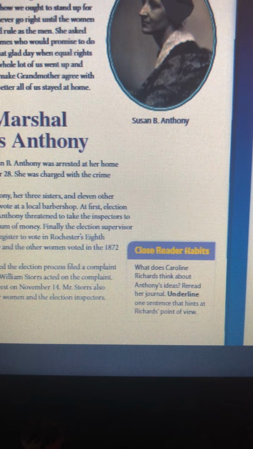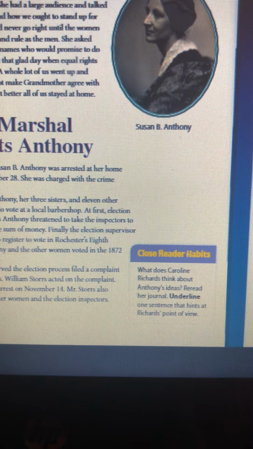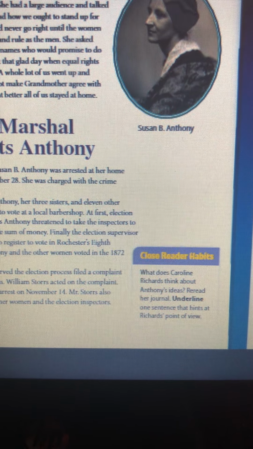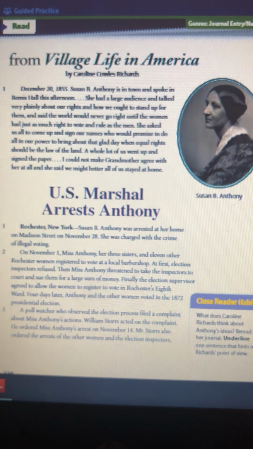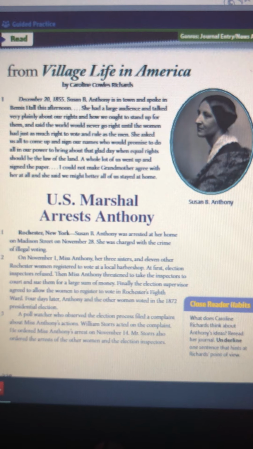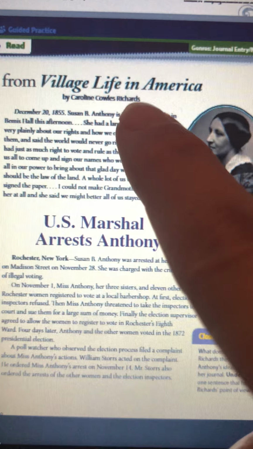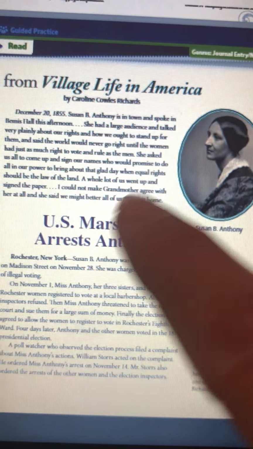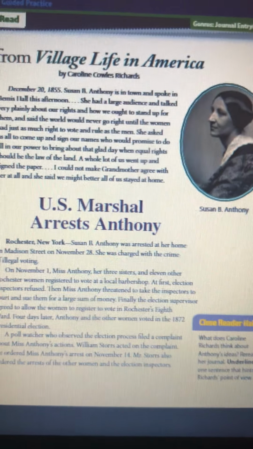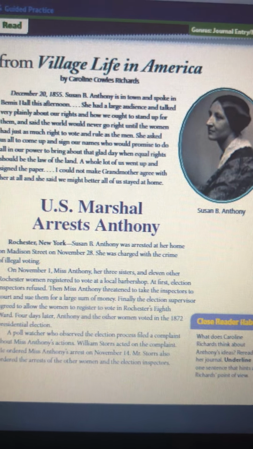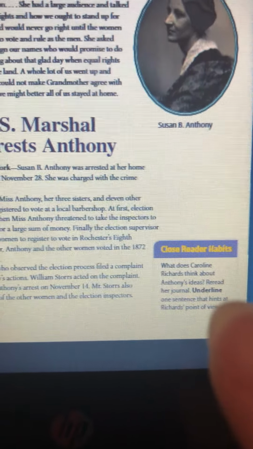Okay, what does Caroline Richards think about Anthony's ideas? You'll reread her journal. You're going to underline one sentence that hints at Richard's point of view. Make sure you're reading about Richard's point of view. I see that in the title where the author is, her last name is Richards, so I'm going to assume, I'm going to look in here, find out what does this author think or say about Anthony's ideas.